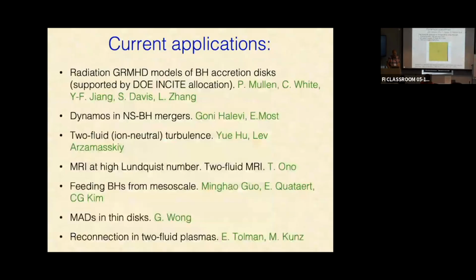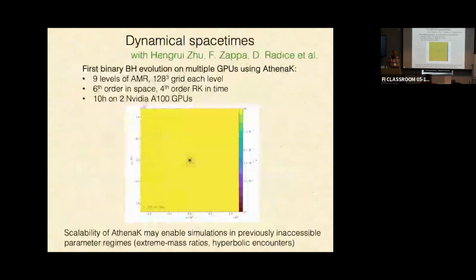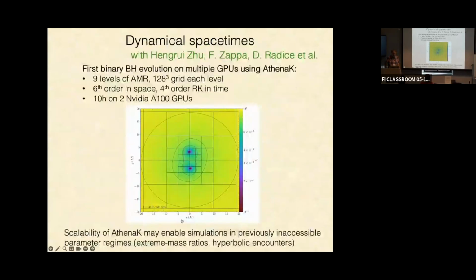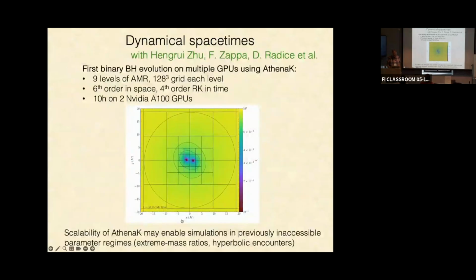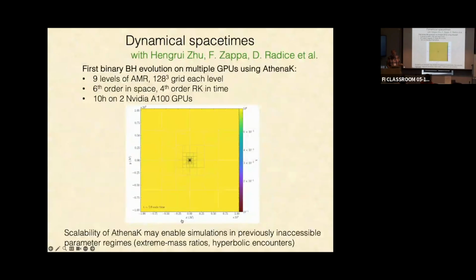Okay, and I'll skip almost to the end and show you the movie of merging black holes. This is pure gravity, full numerical relativity in AthenaK. I don't show you any waveforms here, but you can see the metric wiggling in the background as they release gravitational waves from this merger.